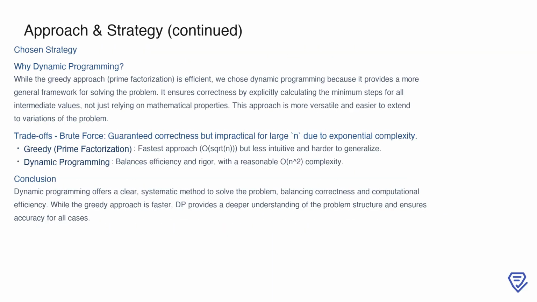Given the options, we chose dynamic programming as our primary strategy. While the greedy approach based on prime factorization is the fastest, dynamic programming offers a more general and systematic framework. It explicitly calculates the minimum steps for all intermediate values, ensuring correctness and making it easier to adapt to variations of the problem. This versatility makes it particularly valuable when the problem constraints or requirements change.